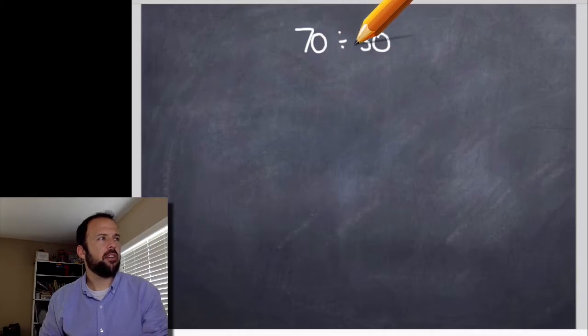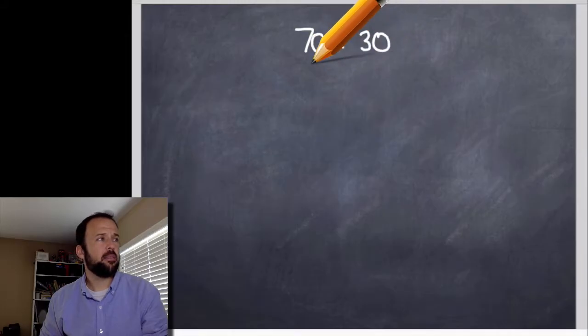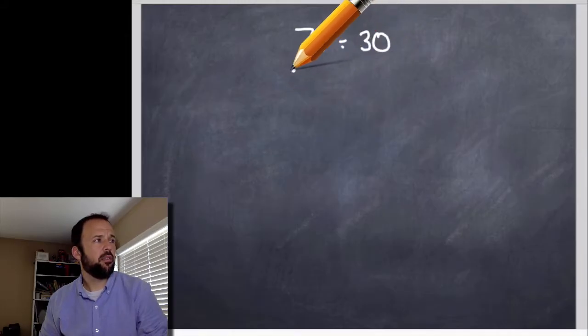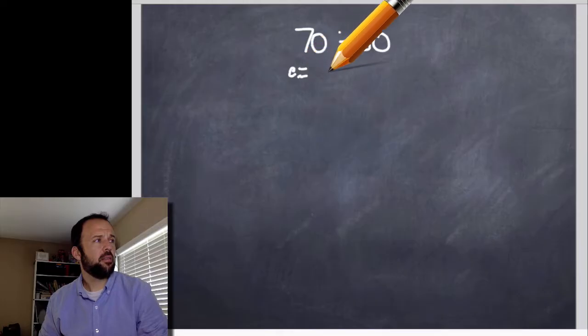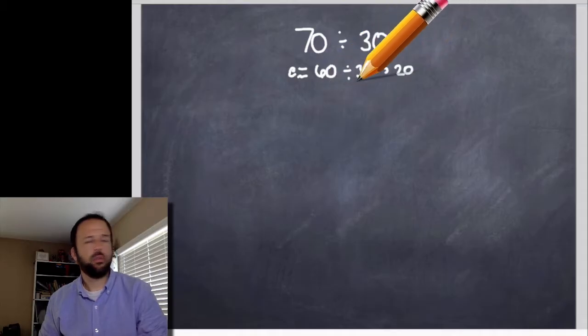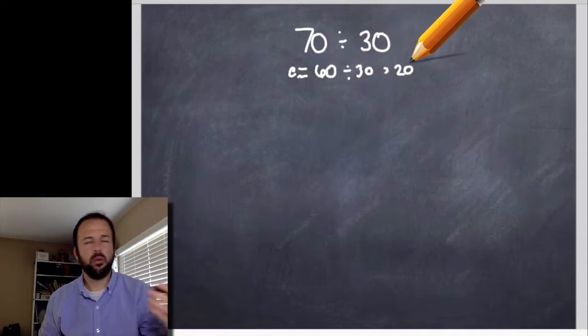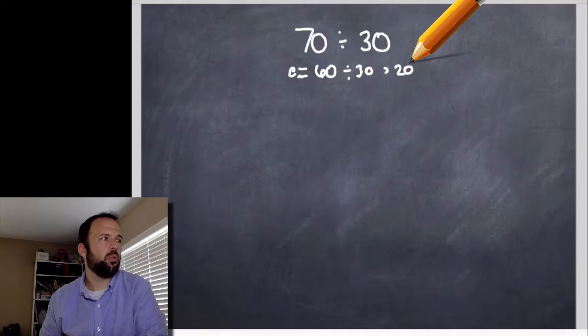Here's what I mean, if I wasn't getting that out clearly enough. I know an easy fact of 3 times 2 equals 6, or 6 divided by 3 equals 2. So I can estimate, go ahead and write E for estimate here. I can estimate this as 60 divided by 30 equals 20. That's what I can think of right now, because 6 divided by 3 would equal 2, but we're having 60 divided by 30, so that's going to equal 20.